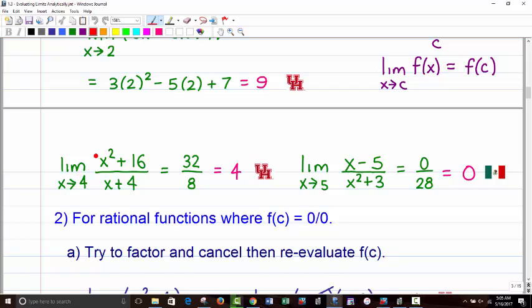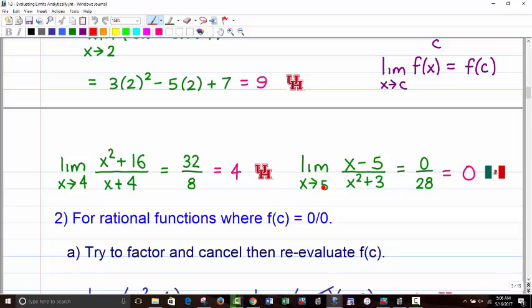How about this one? The limit as x goes to 4 of x squared plus 16 over x plus 4. You put in 4, and you would get 32 over 8, which would equal 4. Now this is where you make sure you have the algebra skills to realize that x squared plus 16 does not factor. I've seen that mistake made. I've seen people call this x plus 4 times x plus 4, then cancel one of the x plus 4s. That is not true.